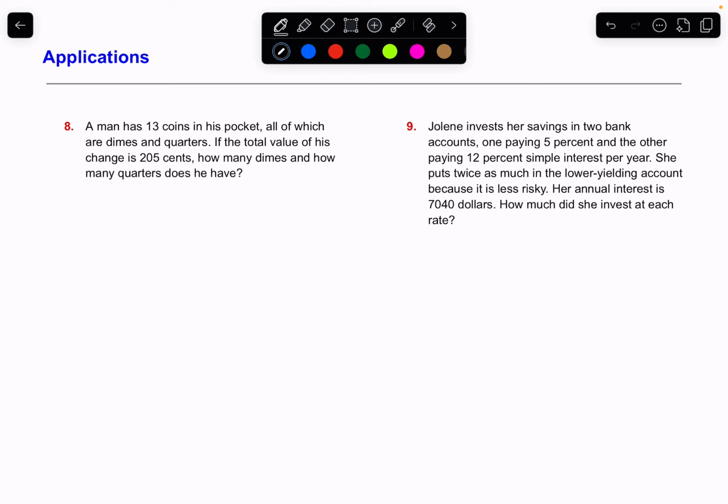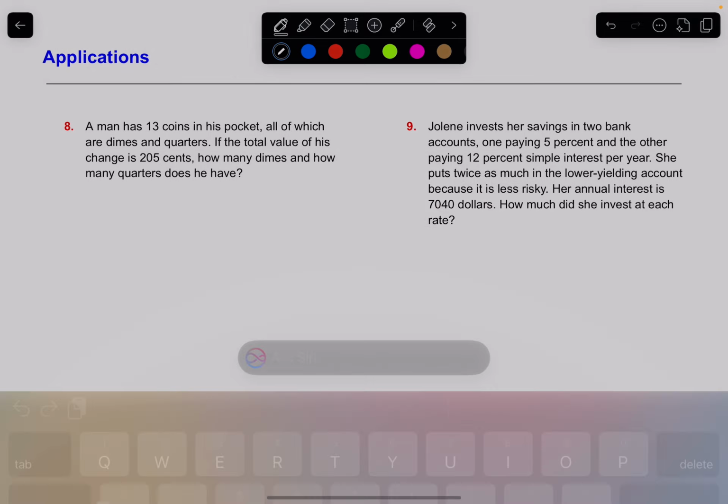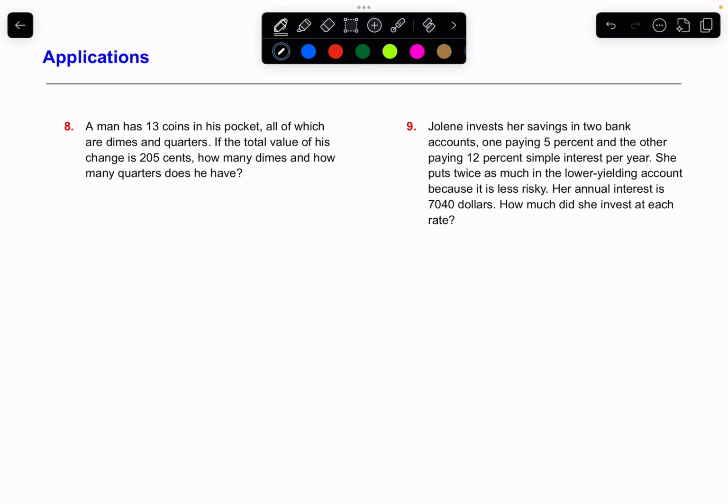and quarters. If the total value of his change is 205 cents, how many dimes and how many quarters does he have? Okay, so he has 13 coins. If you have 13 coins in your pocket and they're dimes and quarters, if we let D represent number of dimes, so D is going to equal number of dimes, and Q represent number of quarters, then if we add these two values together, D plus Q, this needs to equal 13, which is the total number of coins we have.